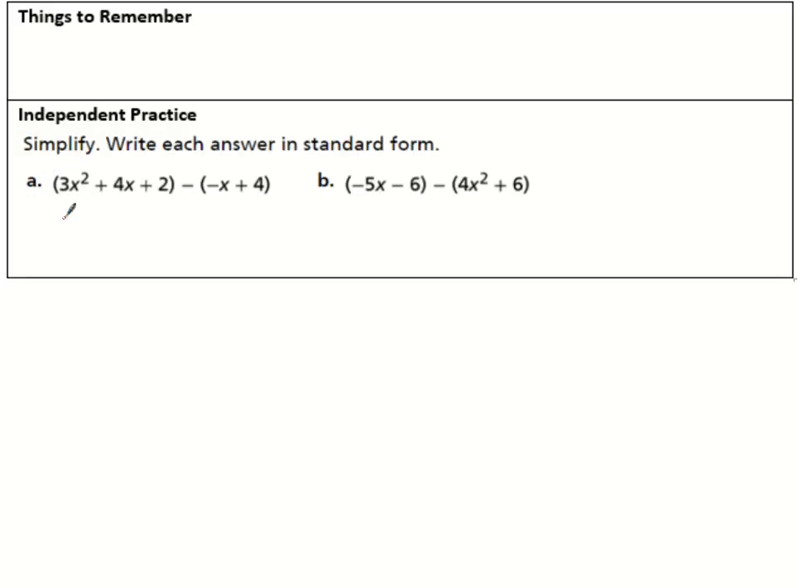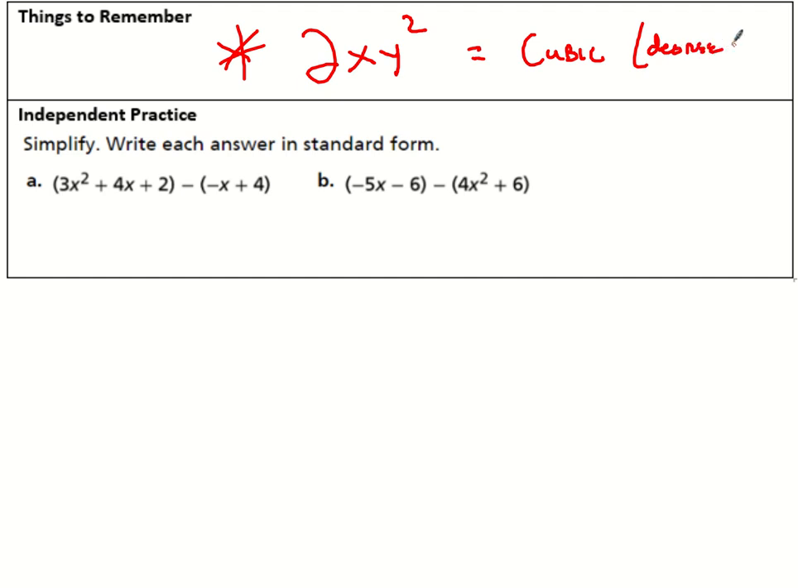Okay, that is it. So nothing else. One big thing to remember, and this is probably the biggest mistake, is if I had something like this, this equals cubic, or degree of 3, because people forget all the time that this x still counts. A lot of people would call this one quadratic, but it is cubic because of the x with the 1.